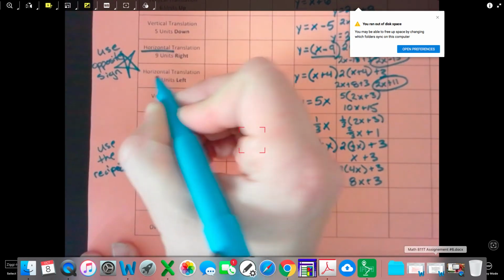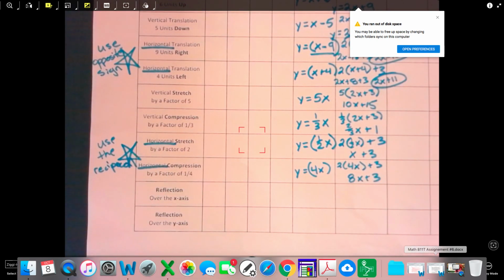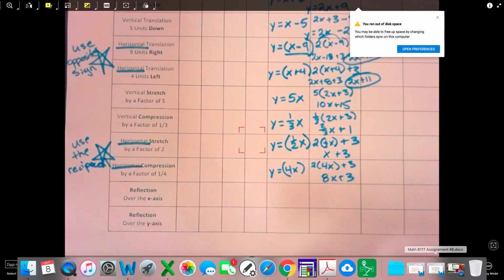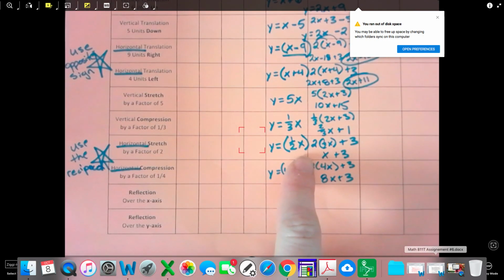And if you look at this, horizontal, horizontal, horizontal: when you're doing a horizontal stretch or compression or a horizontal translation, you're going to do funny things like flipping the sign or using the reciprocal. Wait, but the horizontal stretch. Horizontal stretch, yes. We put 1/2. Yep, okay.